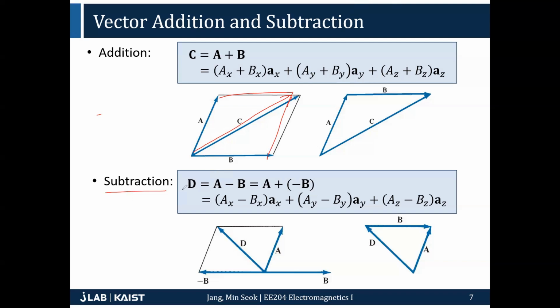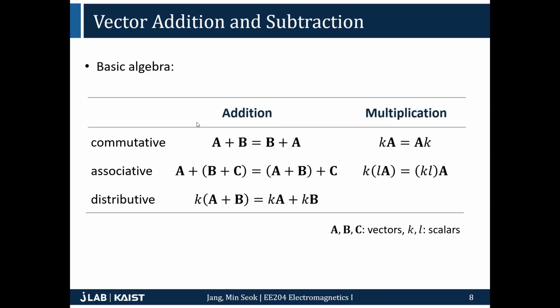And the subtraction is actually similar. A minus B is nothing but A plus minus B. So all you need to do is flip the B vector to make the minus B vector, and then add that to A, then you get D. So basically it's the same. And then again, component-wise, you can just subtract them: AX minus BX, AY minus BY, AZ minus BZ. Okay, so that is the basic algebra of addition and subtraction.